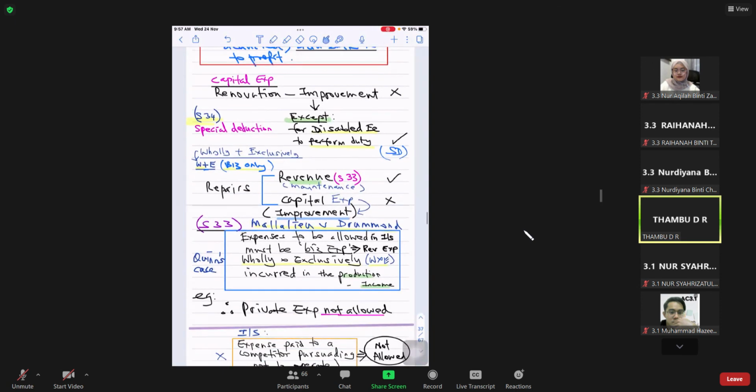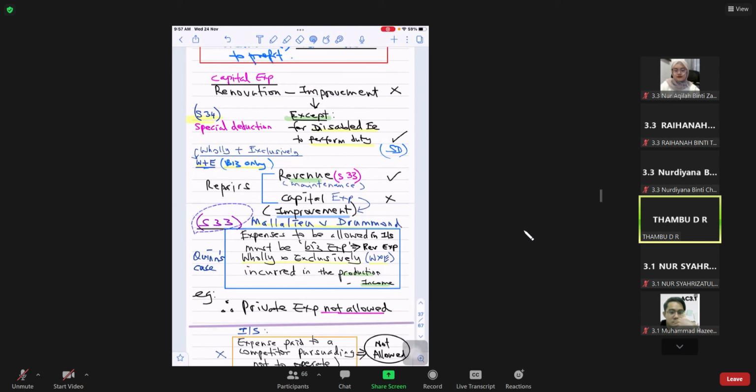Okay. Section 33 also says expenses to be allowed in the income statement must be business expenses. That is revenue. Wholly and exclusively incurred in the production of income. That's the definition. Therefore, private expenses not allowed. You must look at it. Private expenses not allowed. Right. There are two cases for me to explain. Malalu and Raman. You see this case here, Malalu and Raman.